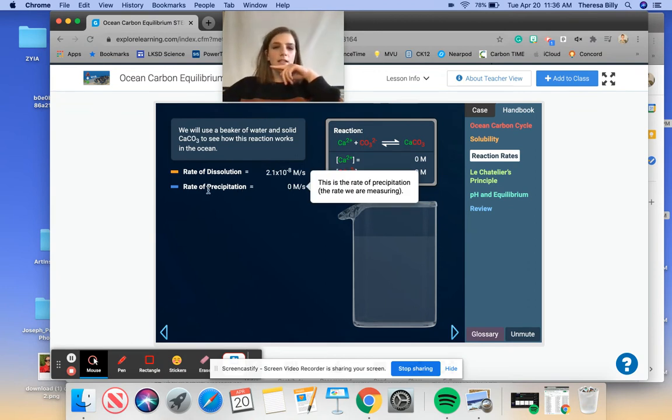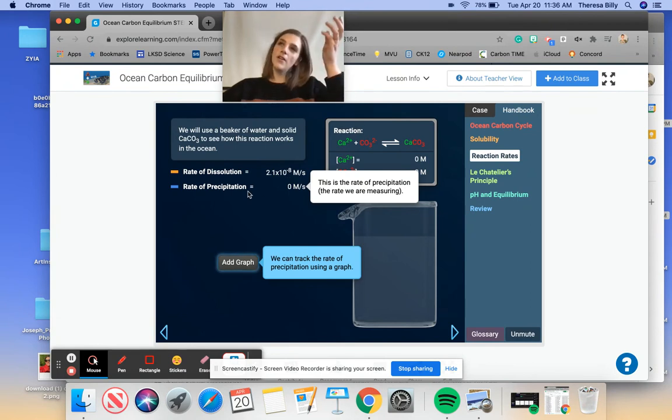The next rate is the rate of precipitation, which is, you think, if you're not part of the solution, then you're part of the precipitate, which means you're going from the ion form, calcium and carbonate, and you're turning it into solid calcium carbonate. The difference between these two right now is that the rate of dissolution is going to be constant. It's going to stay the same. The reason is that we're going to have so much solid calcium carbonate sitting in our beaker that it's just going to constantly dissolve and produce these ions, calcium and carbonate. All right, so the rate of dissolution has a number and it's going to stay constant.